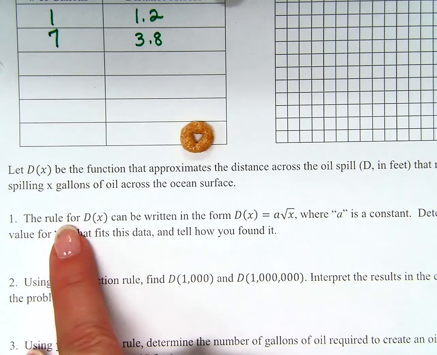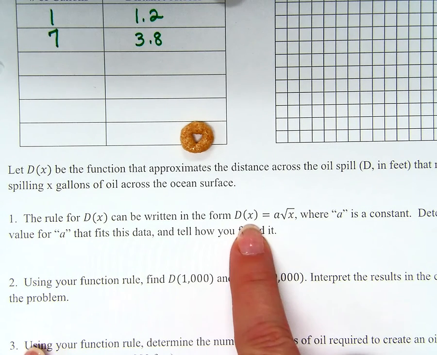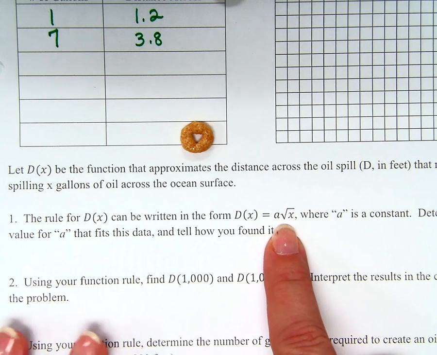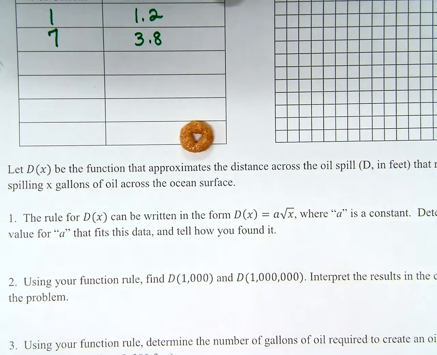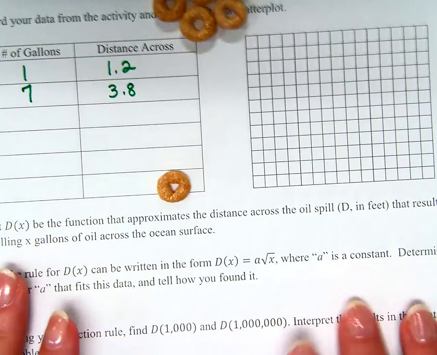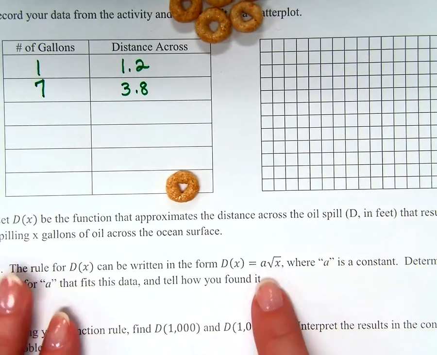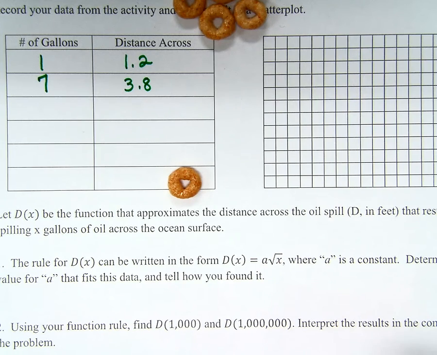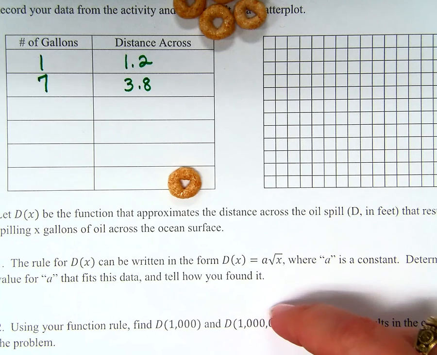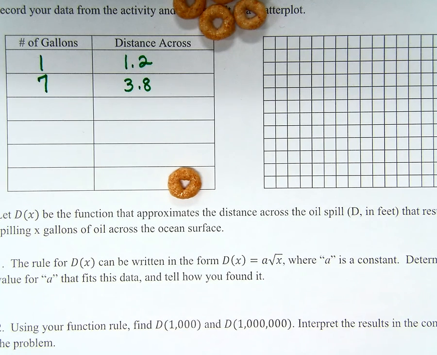But the good news is this. Find a rule for d of x, and d of x equals a times the square root of x. Does that seem familiar at all? Oh, yeah, from yesterday, right? So do you remember how to make a scatter plot in your calculator to find a? Yes? Okay. If you don't, you can ask questions or look back at yesterday's video, right? Okay. And then answer questions 2 and 3. And hopefully we'll have time at the end of the period to talk about some things about this activity. And we'll go from there, okay?